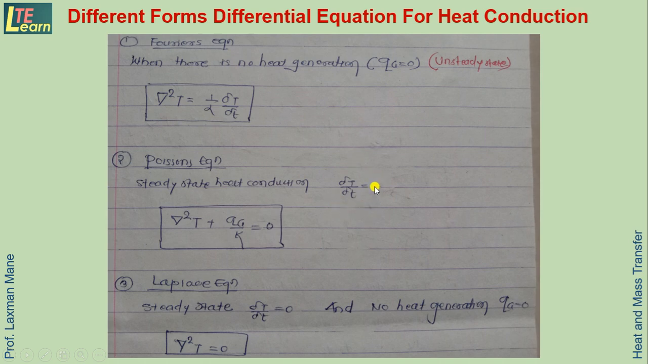In the next equation, steady state heat conduction means del T by del t is equal to 0. There is no change in temperature with respect to time. So the right side of the equation becomes 0. And last is the Laplace equation, where we consider steady state and also no heat generation. In that case, the Laplace equation will be what? Del square T is equal to 0.